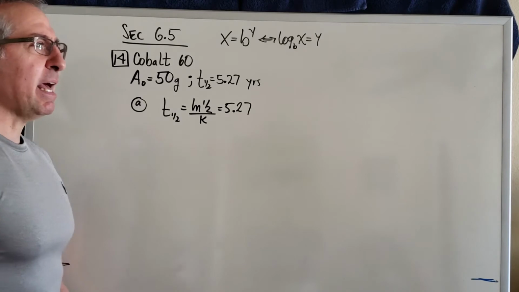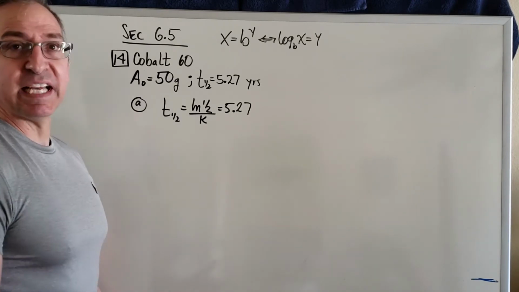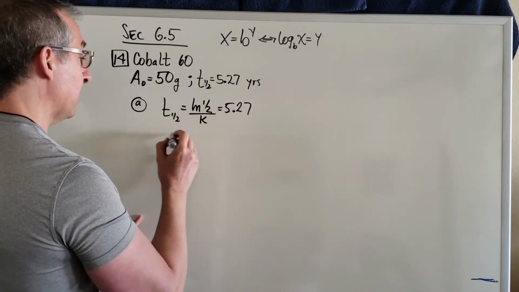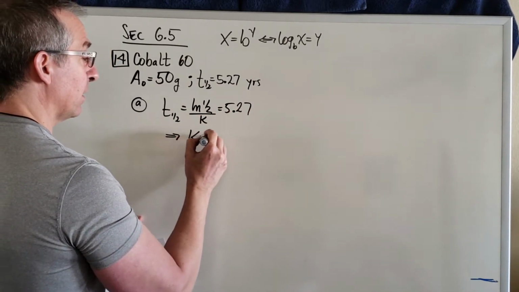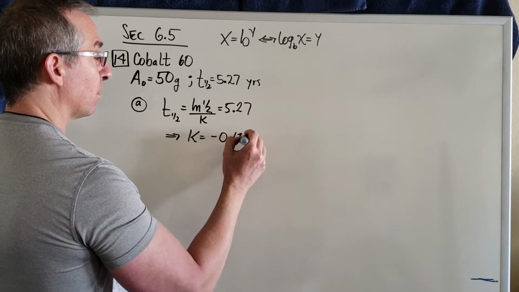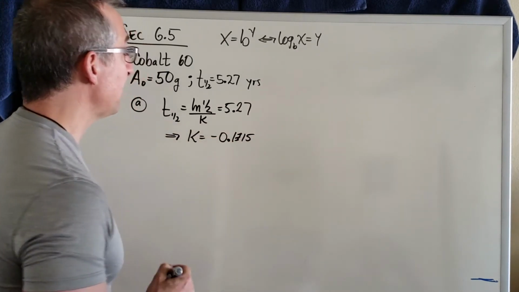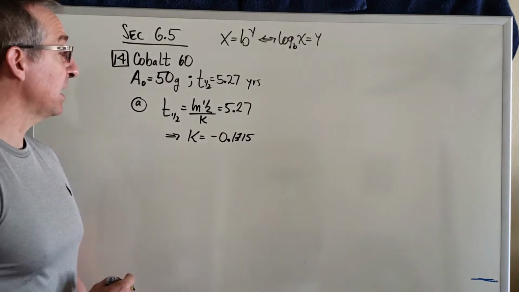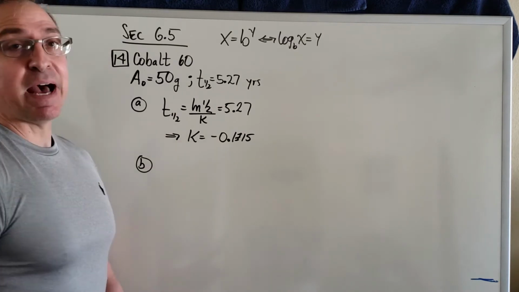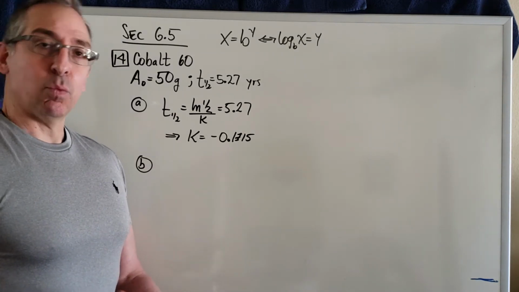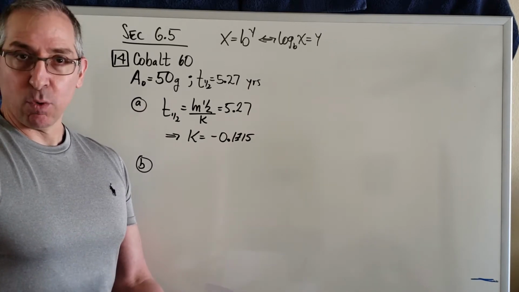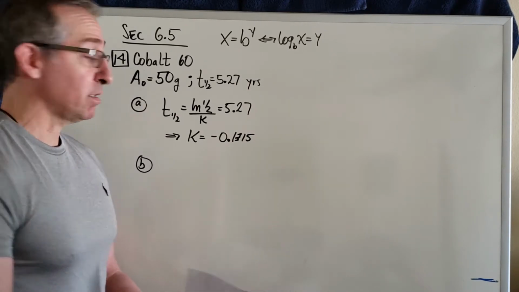They specifically said, I believe, use 4 decimal places accuracy. So solving this equation for K, we get negative 0.1315. Part B says find the amount after T years. Well, what they're really saying, gang, for part B is write the formula for it. Write the exponential decay model.